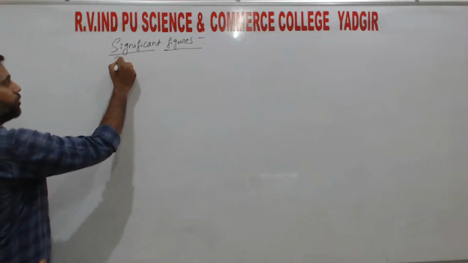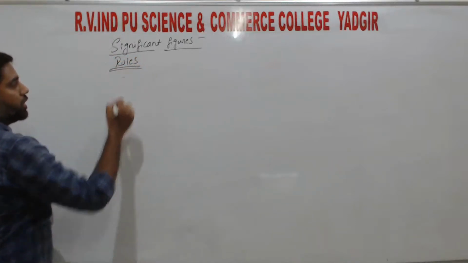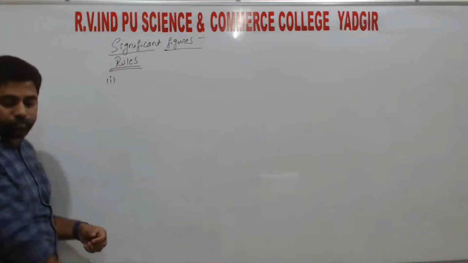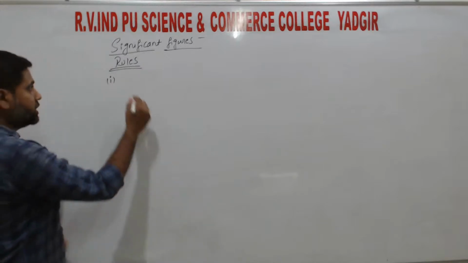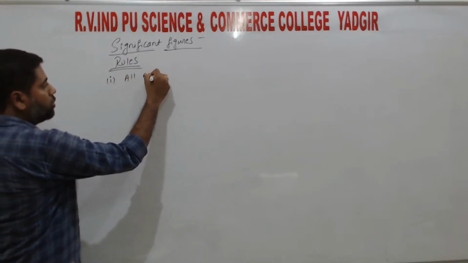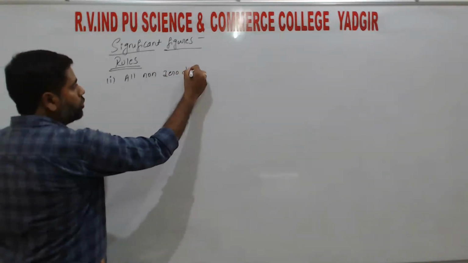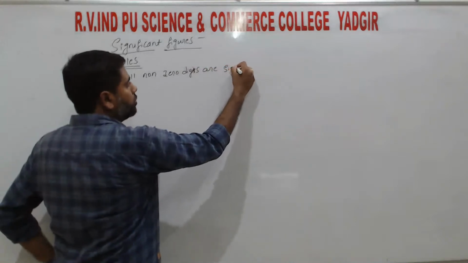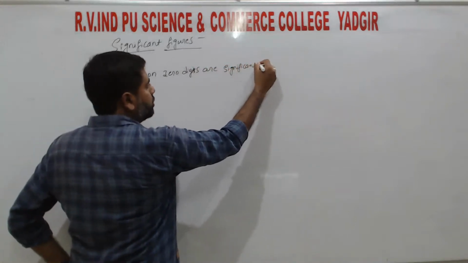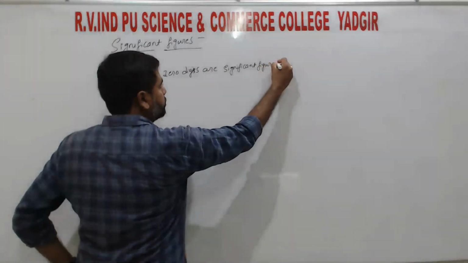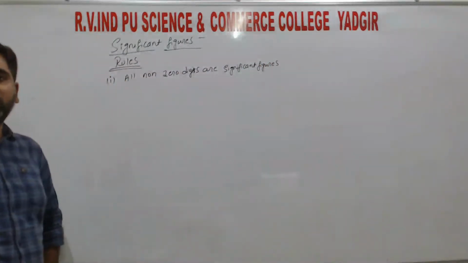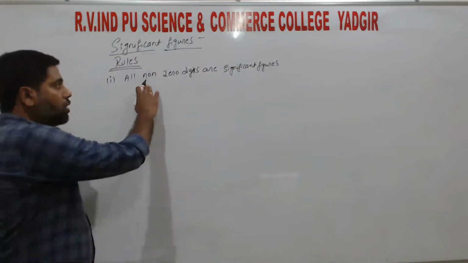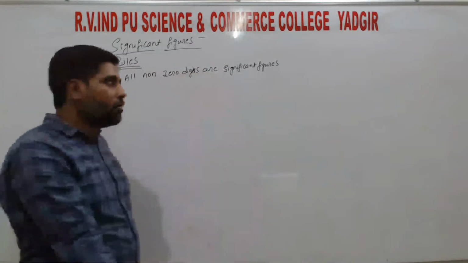So rules of significant figures. First rule, all non-zero digits are significant figures. So significant figures means just digits, right? So all non-zero digits are significant figures.